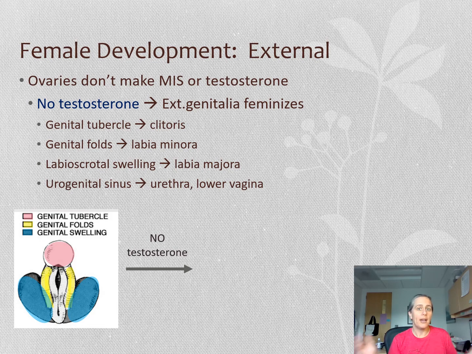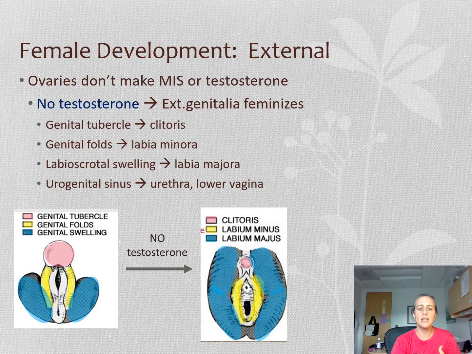Externally, because we don't have testosterone around, again, the default pathway is that external genitalia is going to feminize. So what happens is that the genital tubercle becomes the clitoris, right? Which is, in case you haven't seen, this little nubbin that you see here, although there's more to it than that, as we'll talk about in a couple of weeks. And then the genital folds are going to form the labia minora, those inner smaller lips of the vulva.